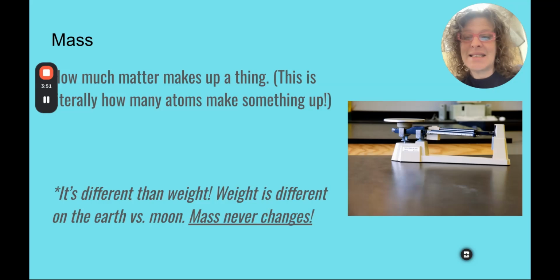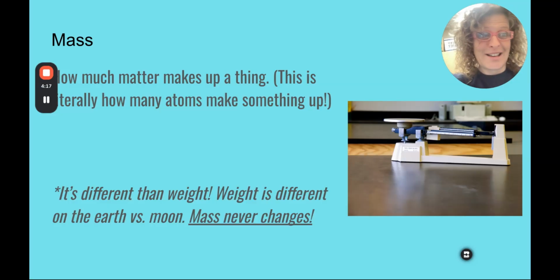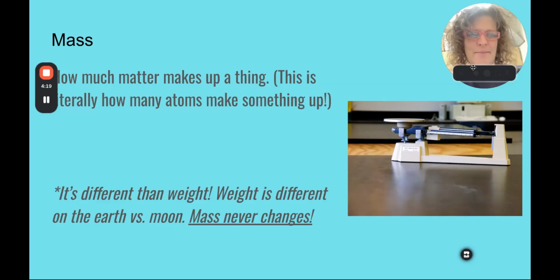And mass. How much matter makes up a thing? And really, literally, if we get down to it, this is how many atoms there are in something. And it's very different than your weight. Weight changes based on gravity. So your weight on the Earth is not the same as your weight on the moon or on Mars. Your mass never changes. Mass is literally the amount of stuff, the number of atoms that we could count that make up your body.